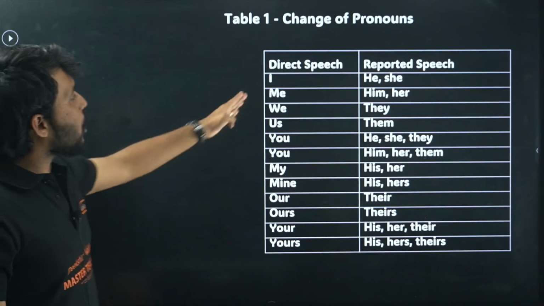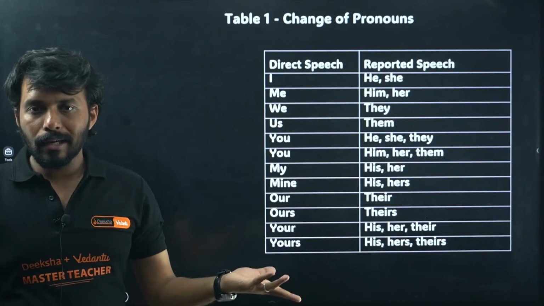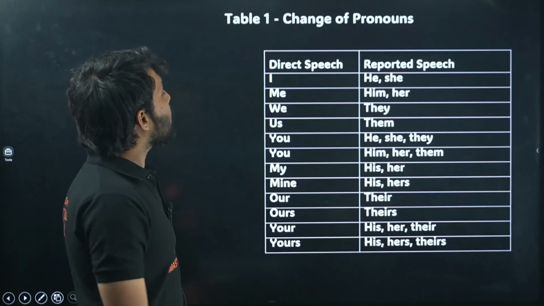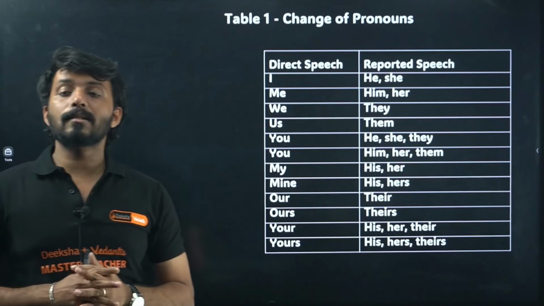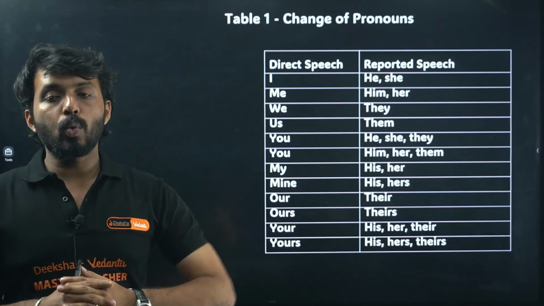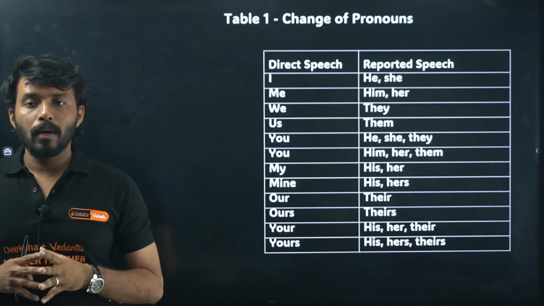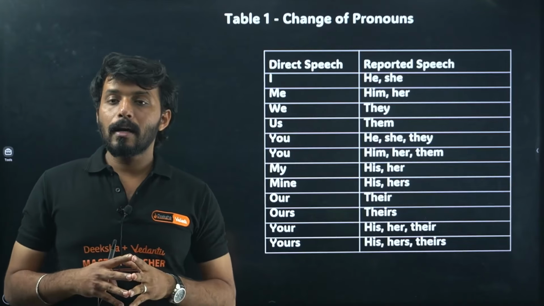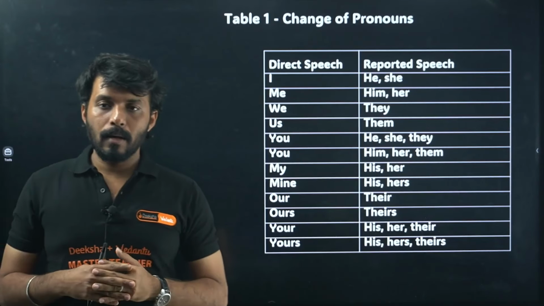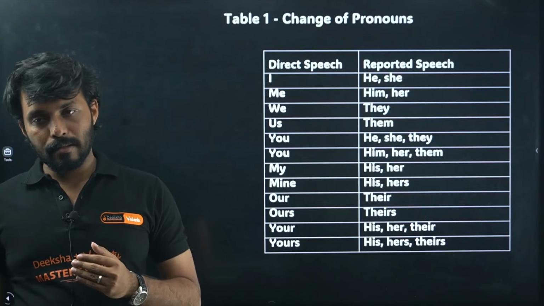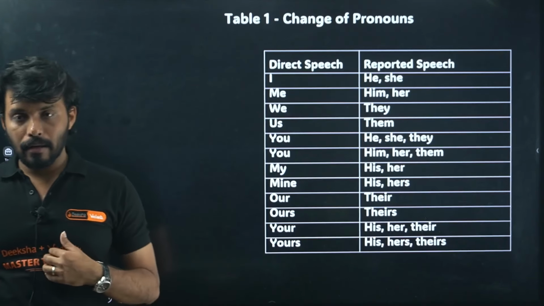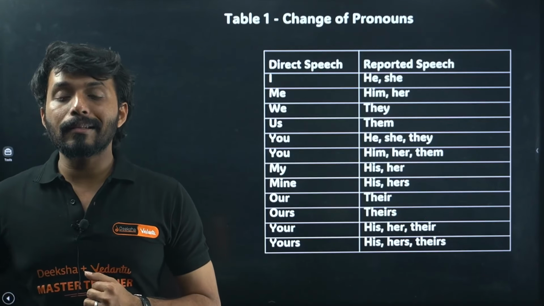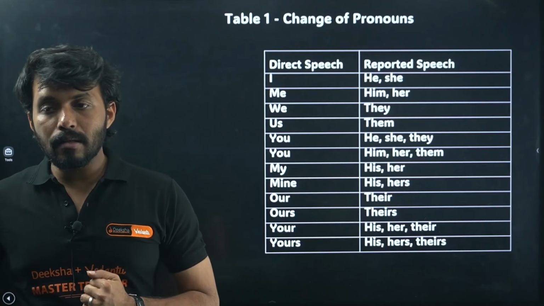Moving on. I can become he or she depending on the context. Me becomes him or her. We becomes they. Us becomes them. You becomes he, she, they, or, in the second example, him, her, them, depending on the context. My becomes his, her. Mine becomes his, hers. Our becomes their. Ours becomes theirs. Your becomes his, her, their. Yours becomes his, hers, theirs.